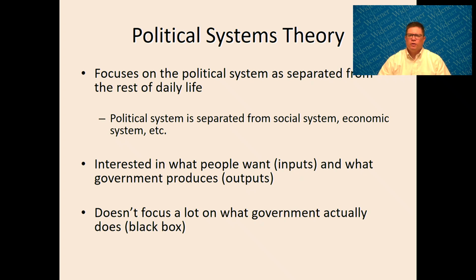So the first is what we can call political systems theory. And this was really the first thing that came out of political science. A guy named David Easton really is the most well-known academic studying political systems theory. And the goal for political systems theory was to analyze whether or not small d democracy actually works. Does the democratic process work?